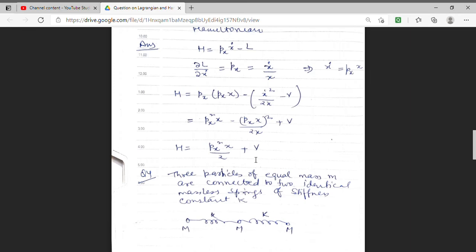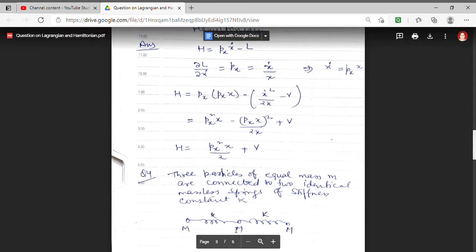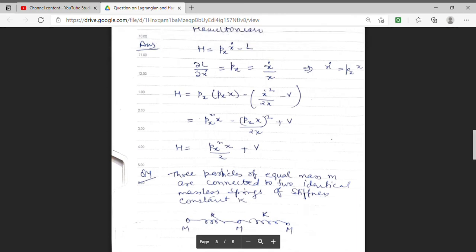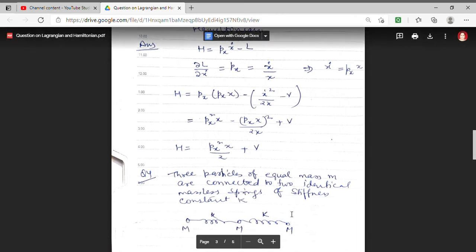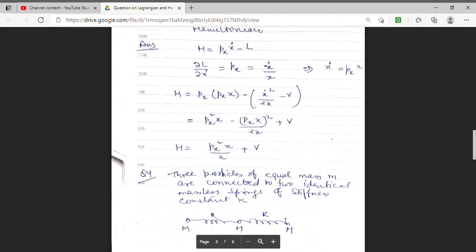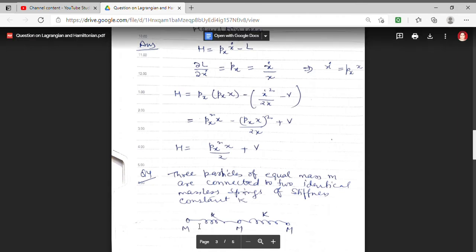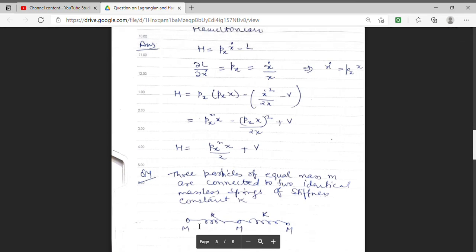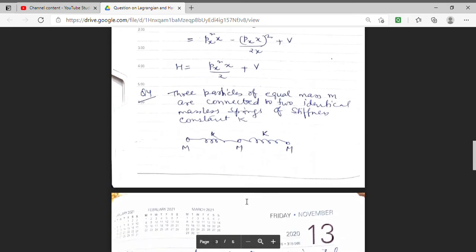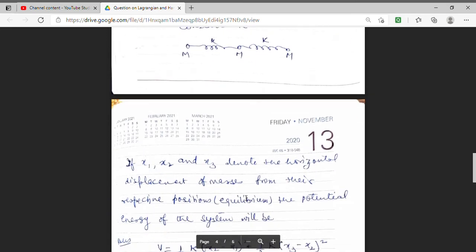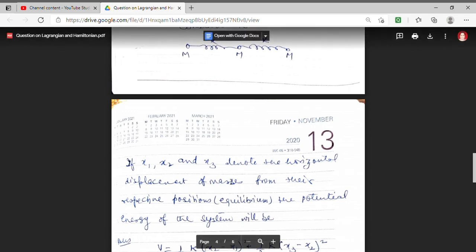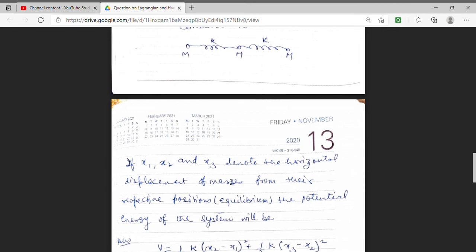In the next problem, we are given that there are three particles, and the masses of all the three particles are equal, and they are connected by springs. The springs are massless and identical, and the spring constant is K. We have to determine the potential energy of the system, and we are given that x1, x2 and x3 are the horizontal displacement of masses from their equilibrium position.